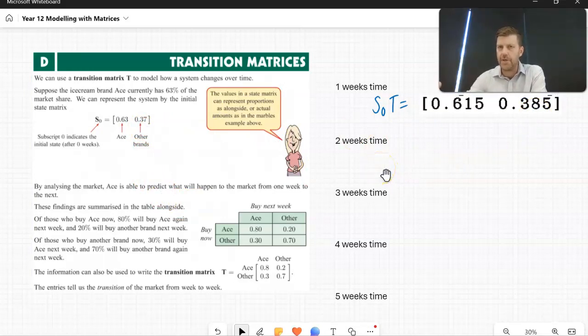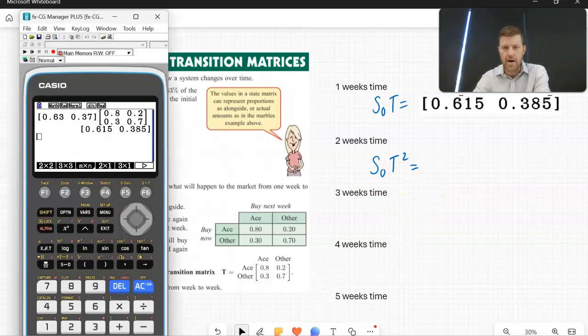After 2 weeks, how do we determine the market share? We're going to use the initial state matrix, multiply it by the transition matrix squared, okay? Or we could have just multiplied the initial state matrix by the transition matrix, and then multiplied that by the transition matrix again, which is still going to give us the initial state matrix multiplied by the transition matrix squared. Okay, so on my graphics calculator, again, I'll determine what that is equal to.